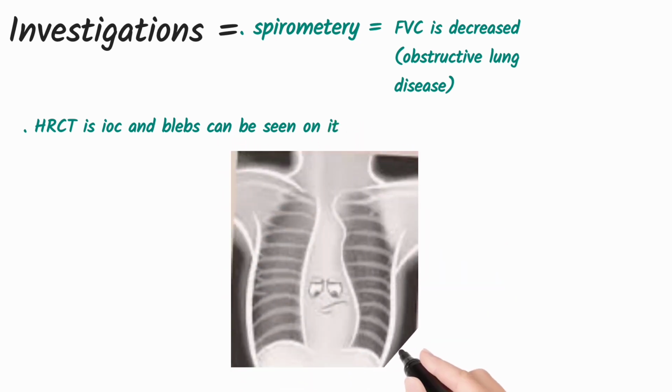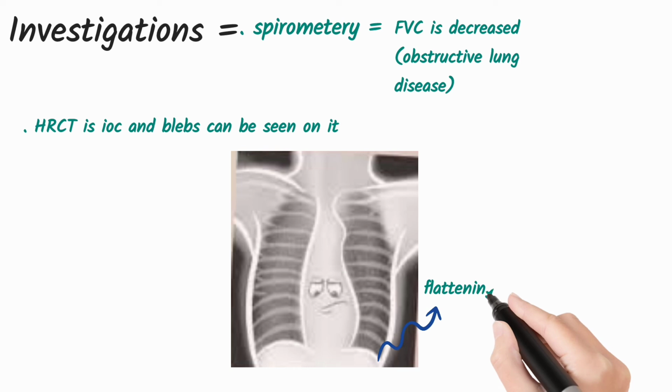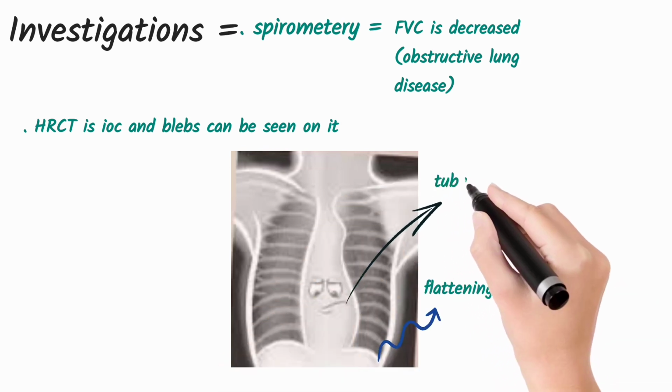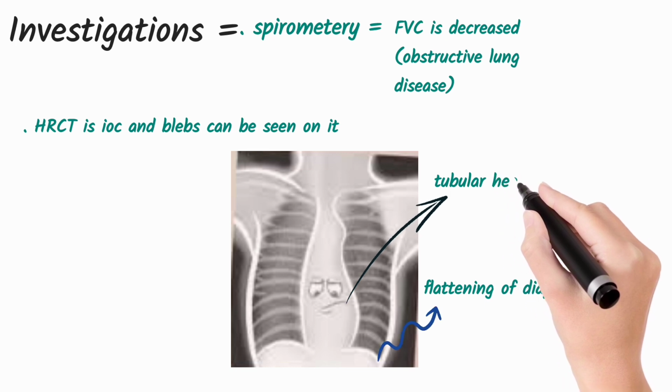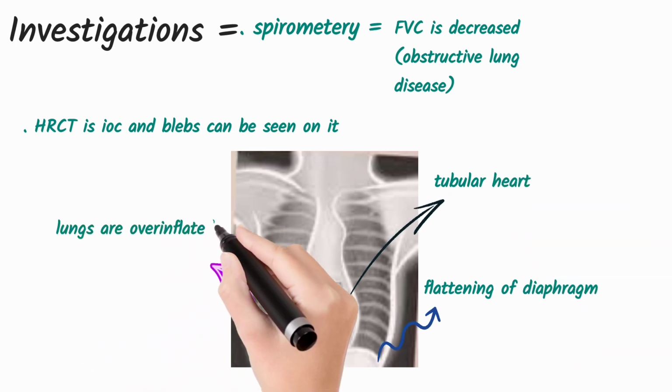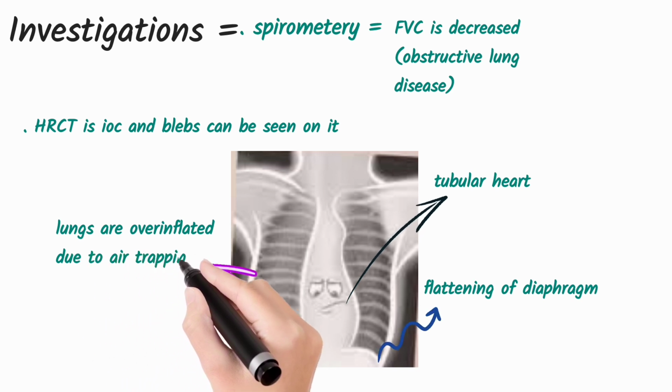On X-ray chest, you can see that there is flattening of the diaphragm and a tubular heart. Both of these changes are due to overinflation of the lung, which is due to air trapping.